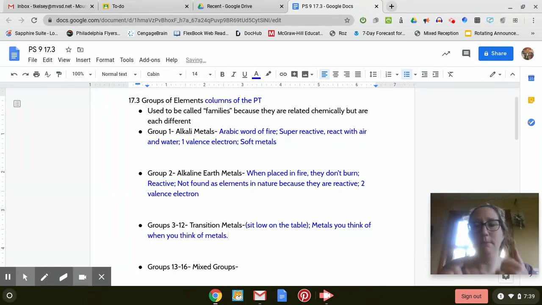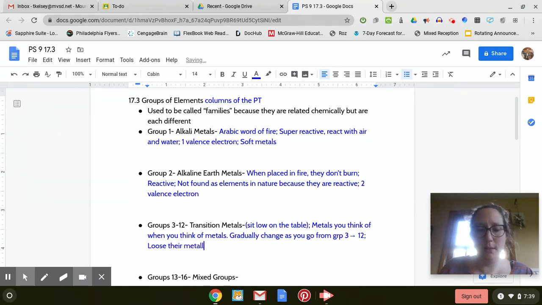Okay. Iron, steel, or iron, sorry, let me try that again. Iron, gold, silver, nickel, all of those things that you picture as metals, they're all transition metals, okay? The reason we call them transition metals is because they gradually change as I go across from group 3 to group 12. They sort of lose their metallic properties, okay?